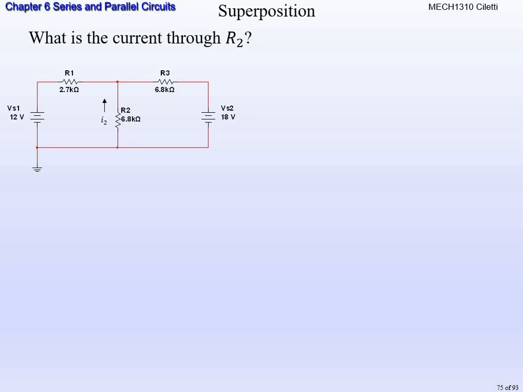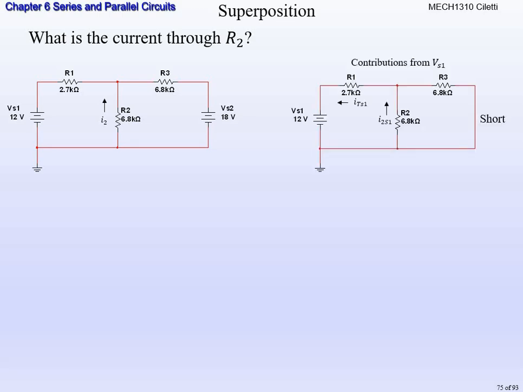Alright, so first step for us. We're going to find the contributions from voltage source 1. Voltage source 1 is the 12 volt source. In order for us to do this, notice I've redrawn the circuit over here. We short the 18 volt source, or short source 2, and we're going to calculate I2. This is procedural, so you have to make sure that you pay attention.